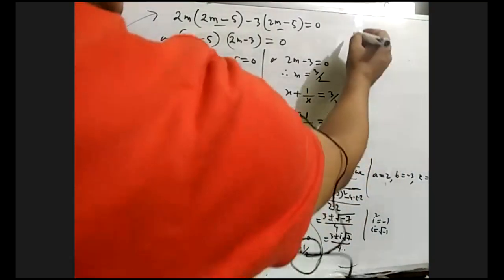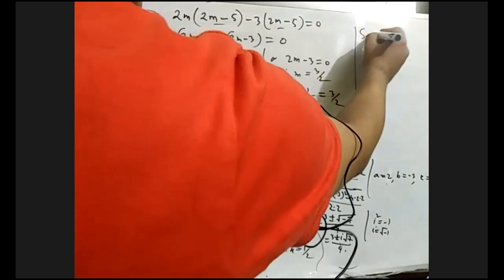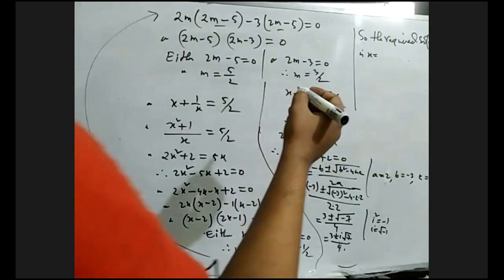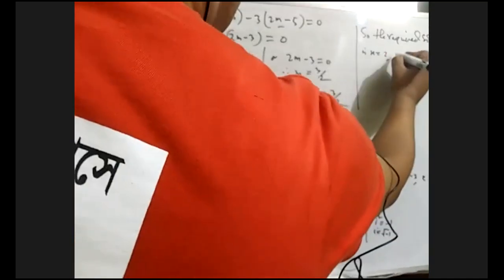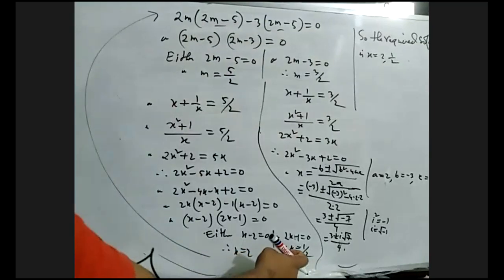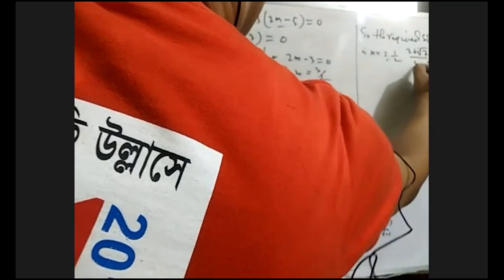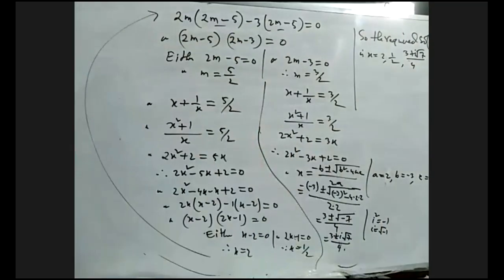So at last, the required solution is x equals to what? There are four solutions. One is 2, another is half, and the other 2 are complex roots. The complex roots are 3 plus minus i root over 7 divided by 4, where i is the imaginary number. Okay, these are the solutions of this equation.